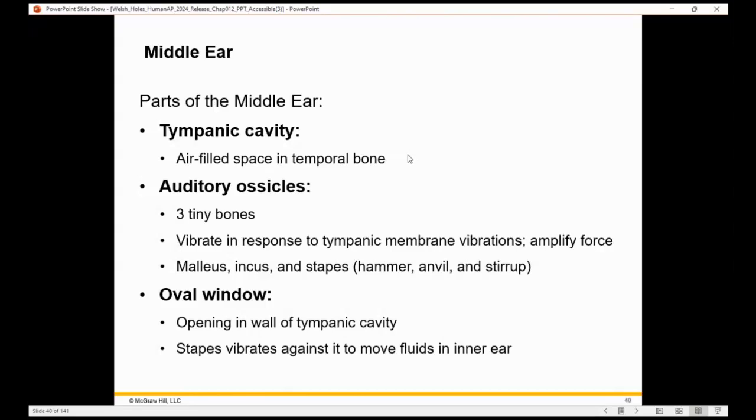Parts of the middle ear include the tympanic cavity, which is an air-filled space in the temporal bone, and auditory ossicles, which are 3 tiny bones, which vibrate in response to the tympanic membrane vibrations, which amplify force. And they include the malleus, incus, and stapes, otherwise known as the hammer, anvil, and stirrup. Then you have the oval window. This is an opening in the wall of the tympanic cavity. The stapes vibrates against it to move the fluids in the inner ear.